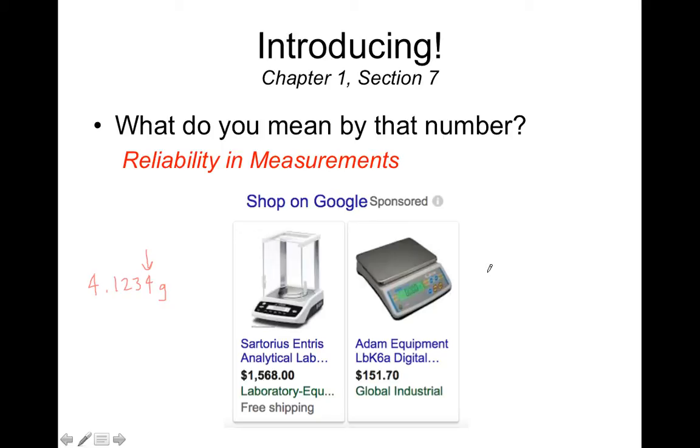gram. Okay. This one is just a regular balance, and it's going to measure 1, 2, 3 to the milligram, right? To the thousandths of a gram. And look at the difference in price, off by a factor of roughly 10, right?